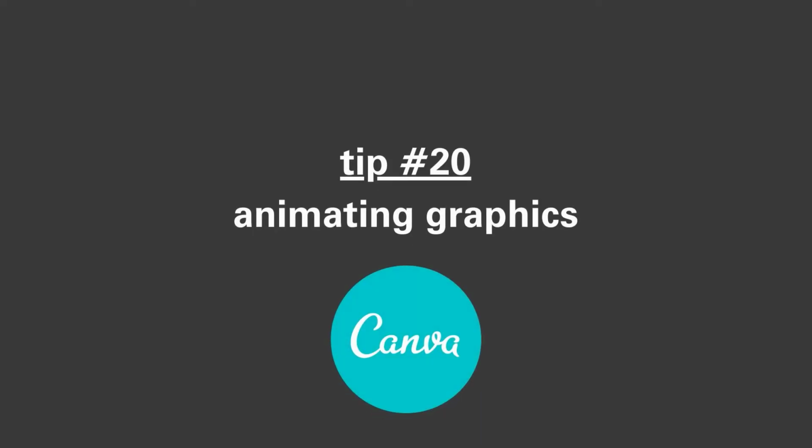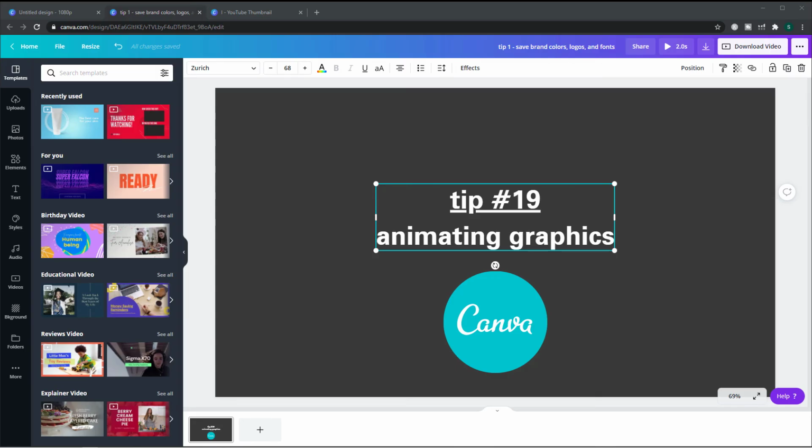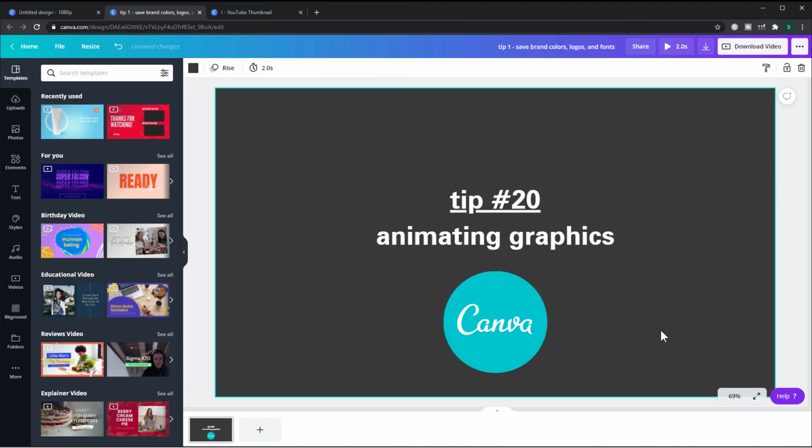All right, for the last tip, I want to show you how to create video files. Now, throughout this video, you've seen my different tips and you've seen this animated graphic coming up. So let me show you how I made this. For the last one, we're going to make it tip number 20, animating graphics. All I did was add the text and add the Canva logo here.